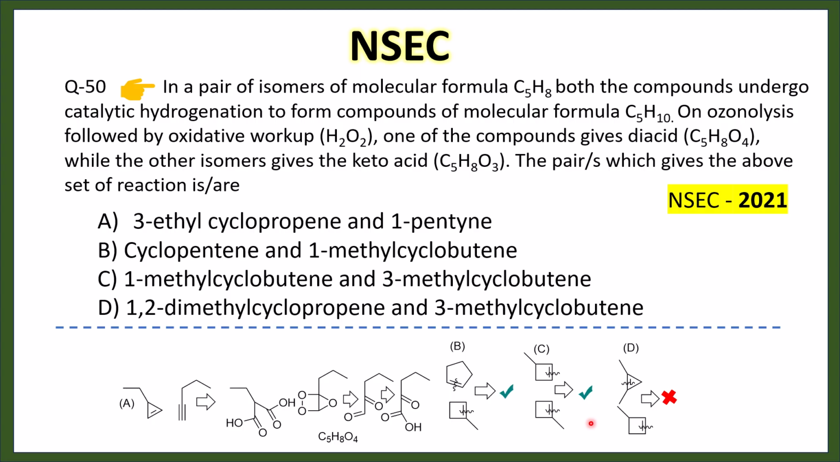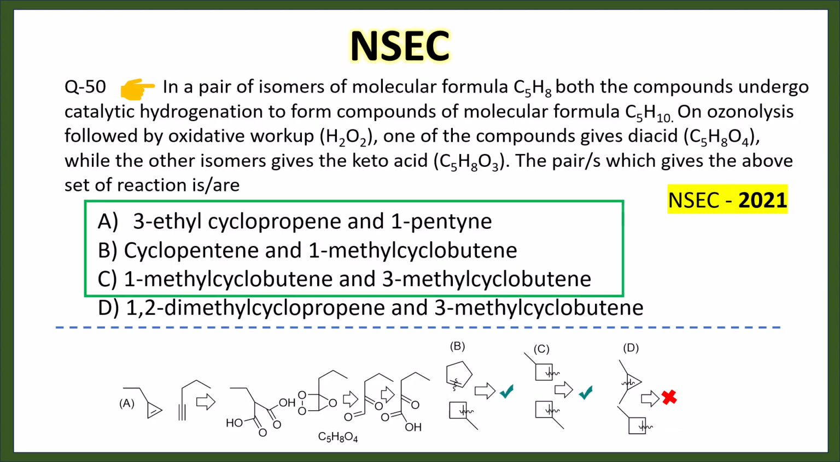Option C, in this case also we could find the dialdehyde again gives the diacid, and here this gives the keto acid. And this option 4, here at this end oxidative addition or ozonolysis anyway gives the diketone, not any keto acid, only this gives the diacid. So this option D does not give the one keto acid or diacid. So the correct option here is options 1 to 3.